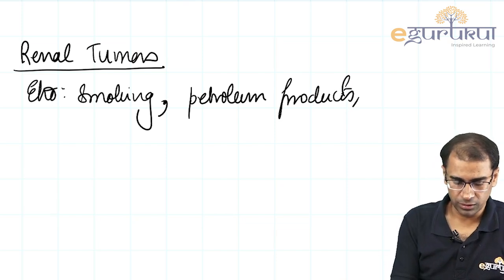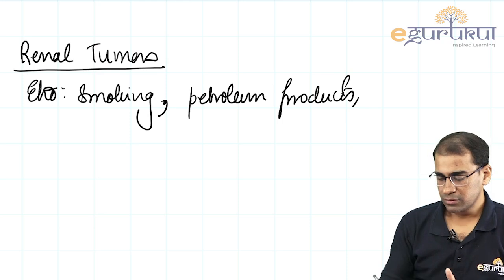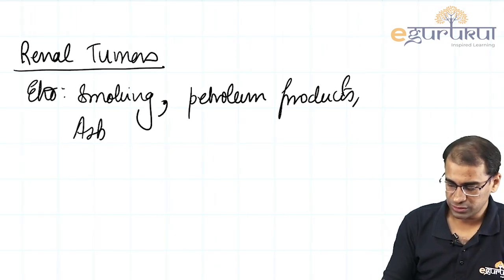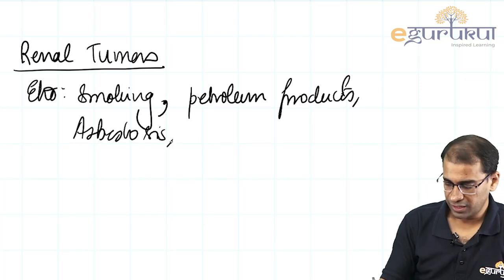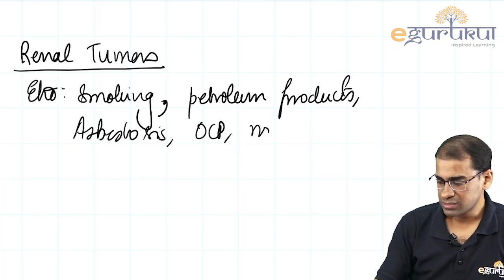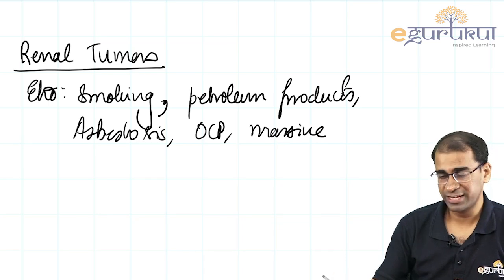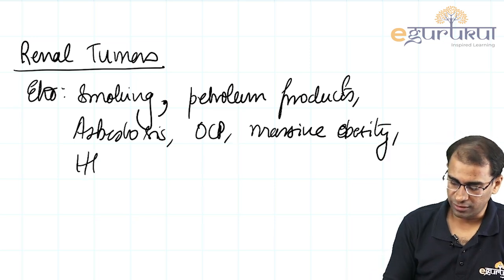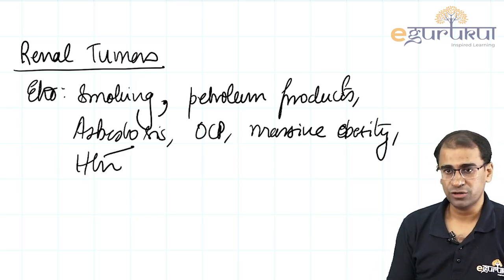Okay, petroleum products. It can be the asbestosis. In fact, can be OCPs. Sometimes massive obesity because of high estrogen levels. The hypertensive change of the kidney. So, chronic hypertension.